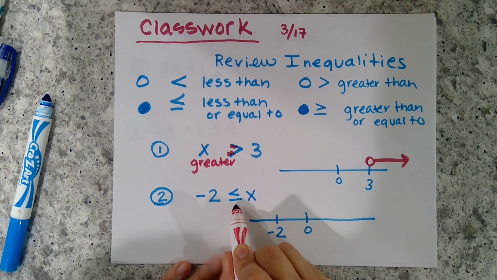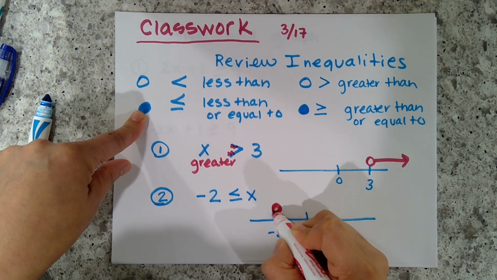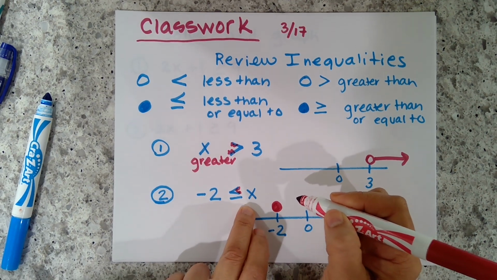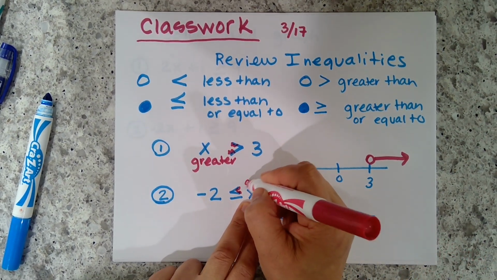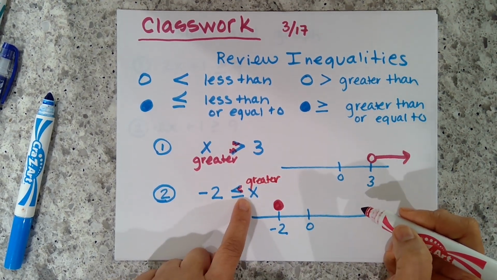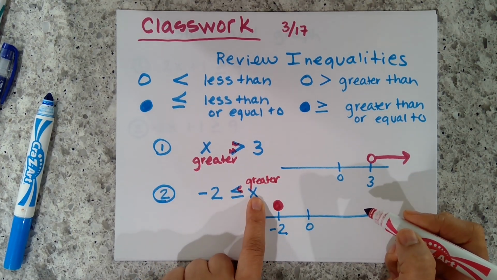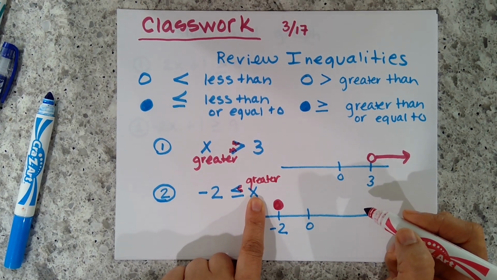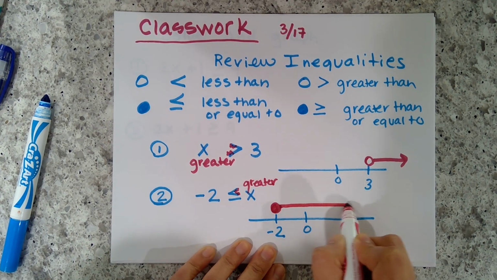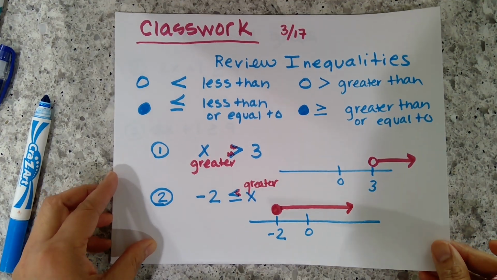So I'm going to go here. Again, because it has the equal part, it includes it. So it's going to be a closed circle at -2. It's still eating the x. In other words, x is greater than the -2. So we read this as -2 is less than or equal to x, but x is greater. So in this case, numbers greater than -2 would still shade in this direction. Okay, all right. Number 3.